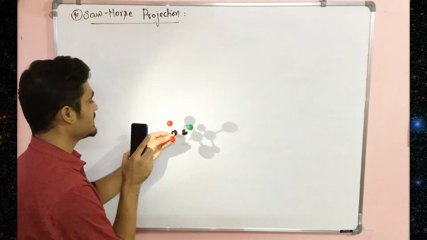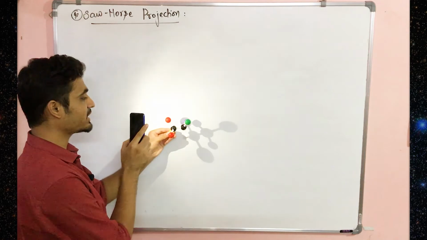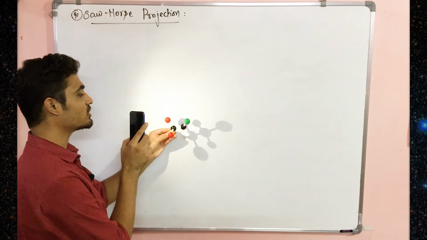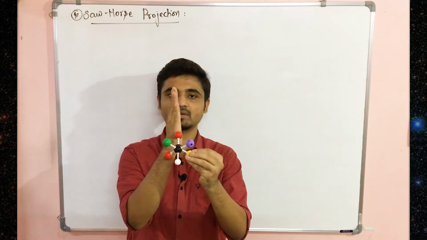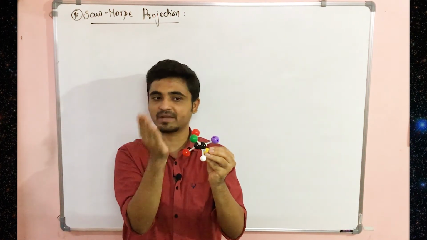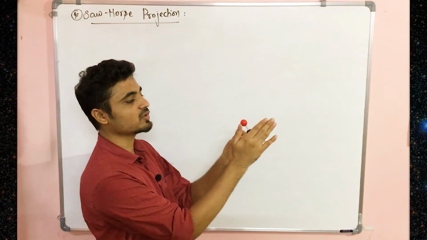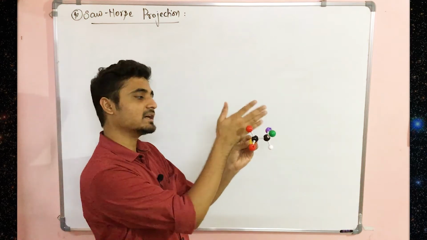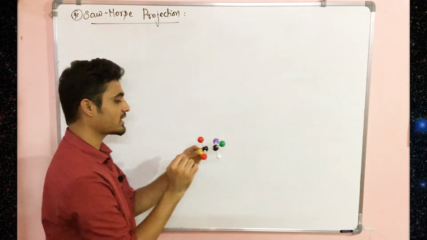So see, I'm looking from this angle. This is the side angle. And what kind of projection am I getting? That is called sawhorse projection. You can see here that this red and white will be in one plane. So these two are on one side of the plane, and that is on the other side. And if I do it like this, these two are going to come above and the other two are going to go backside, or behind the plane, right? That's what I was showing.